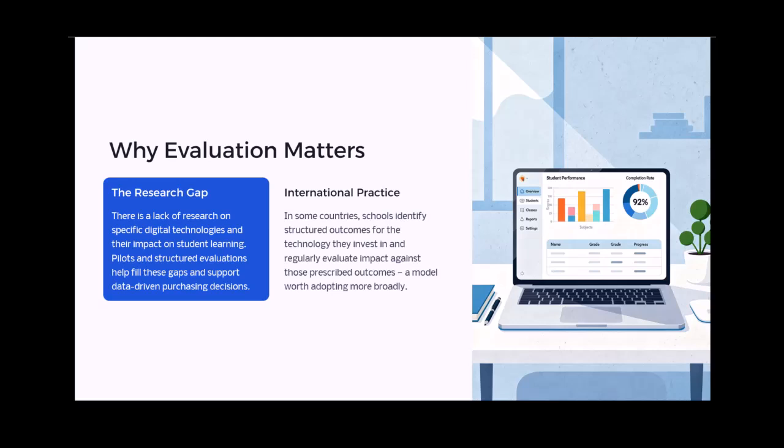Within other countries, I suppose most schools identify structured outcomes for the technology they invest in, and they regularly evaluate the impact against prescribed outcomes. And I suppose it's really worthwhile to adopt this model within our own practice.